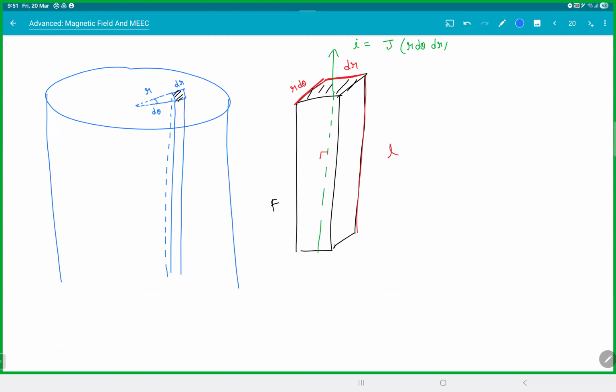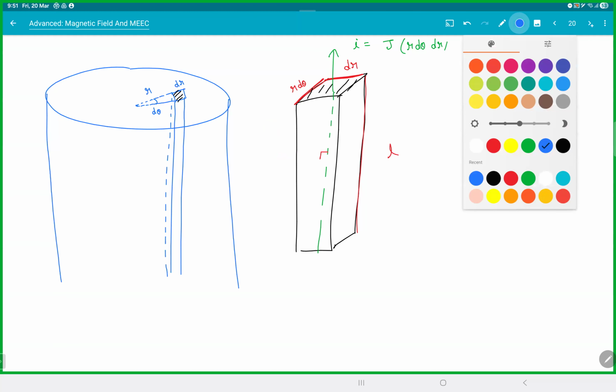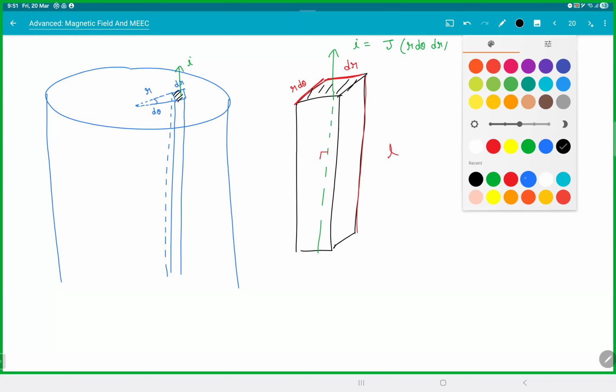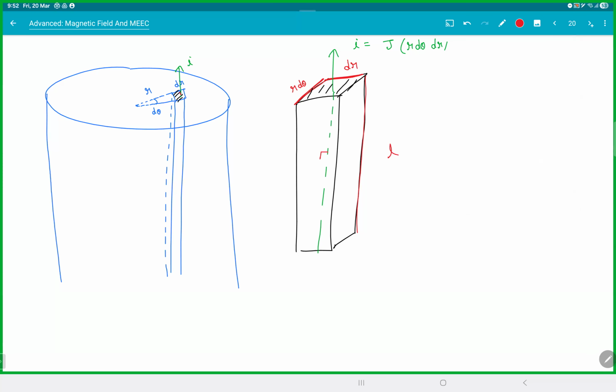Wait, I'm not drawing the picture properly. So it's actually tangential. B is that way and F is this way. Let me show it here. Wait. This is the current. This is how it will be. This is the magnetic field. The force will be actually towards inside. Making sense? I dL cross B. The force will be towards the center.